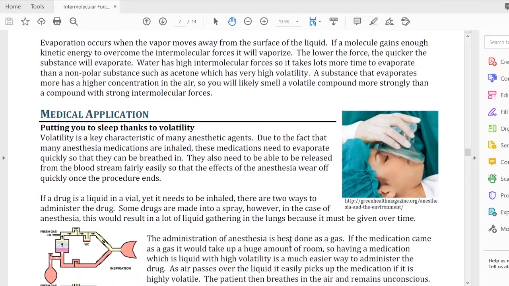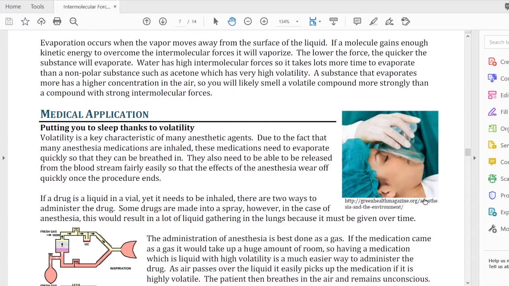So volatility is a key characteristic of many anesthetic agents. Those are the agents that we use to put people to sleep for big surgeries, okay? And because many anesthesia medications are inhaled, these medications need to evaporate quickly so they can be breathed in. Basically, they don't start out as a gas. They are actually a liquid.